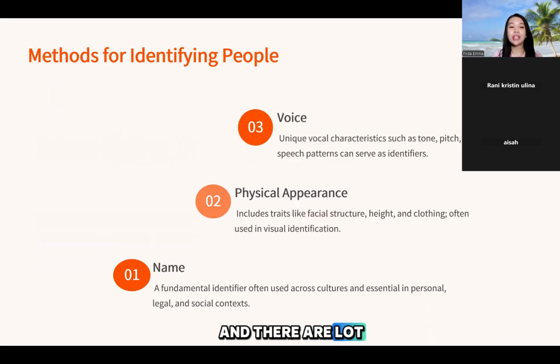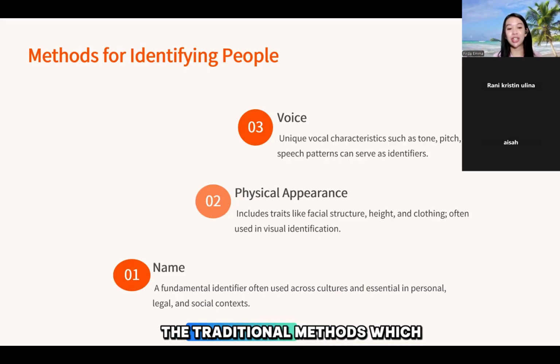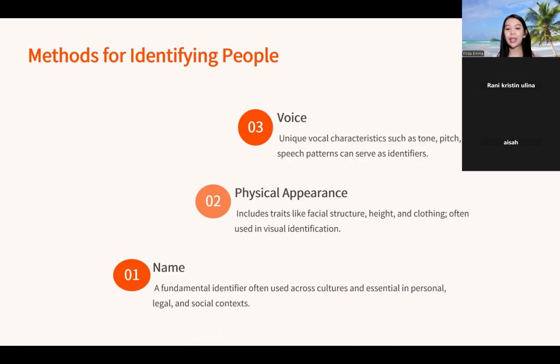And there are a lot of methods for identifying people. The first method, a traditional method, is name, a fundamental identifier often used across cultures and essential in personal, legal, and social contexts. For example, to know each other, I would like to know their name first to identify. What is her name? What is his name? Maybe her name is Rani. Maybe her name is Aisah. It's also called identification.